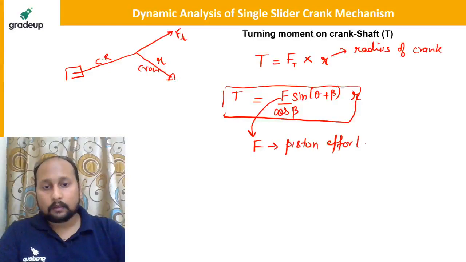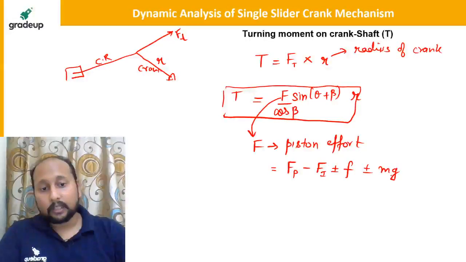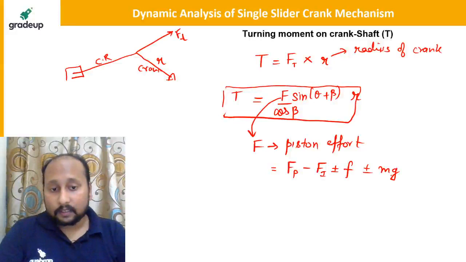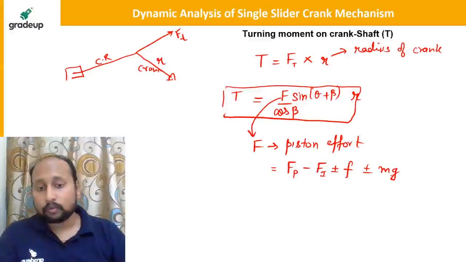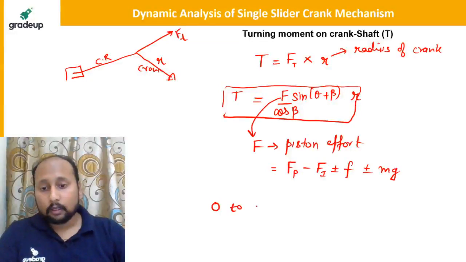Where F is piston effort, and this is equal to Fp minus the inertia force, plus or minus the frictional force, plus or minus mg if it is a vertical engine. I'm repeating once again for those who are not able to understand how F comes with plus and minus. From 0 to pi we will have minus F, and from pi to 2 pi we will have plus F.